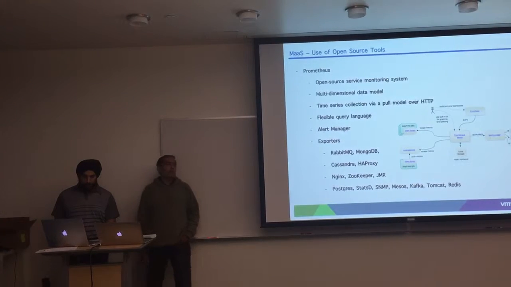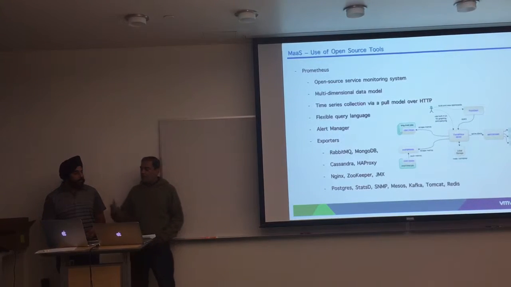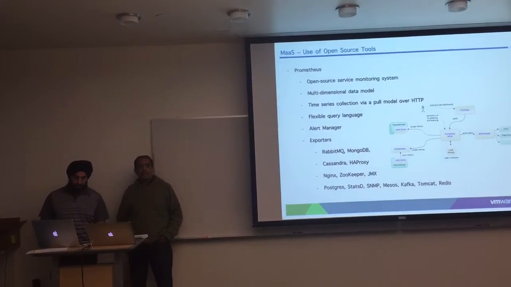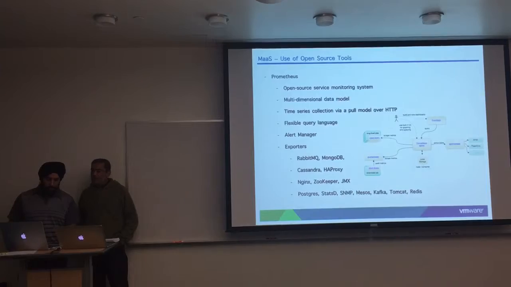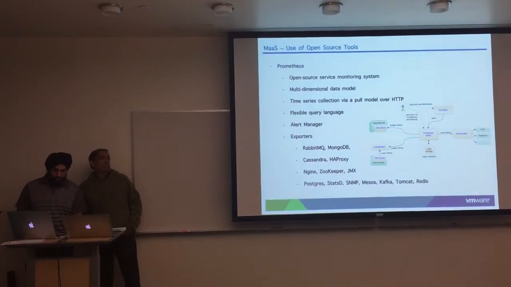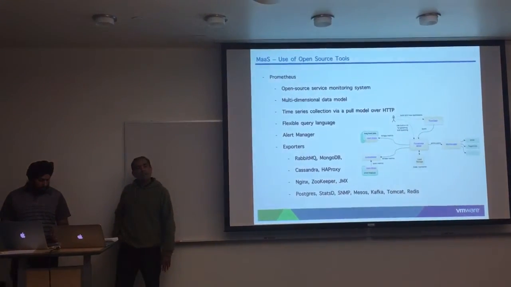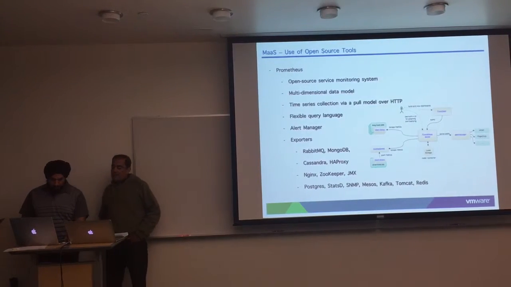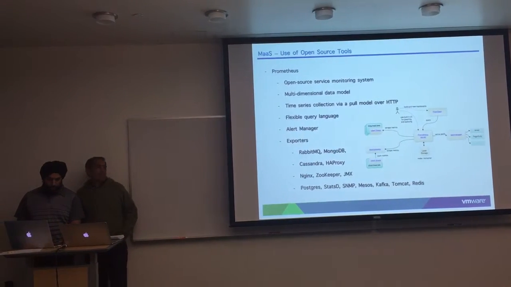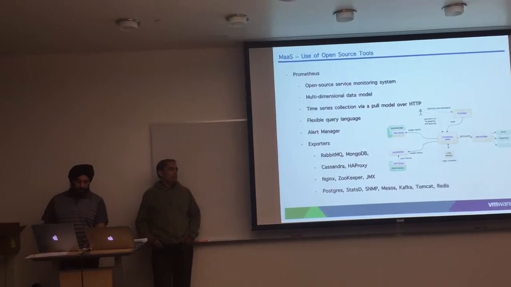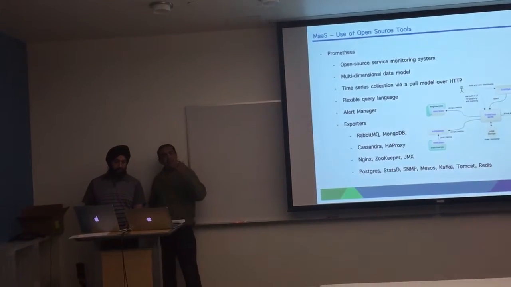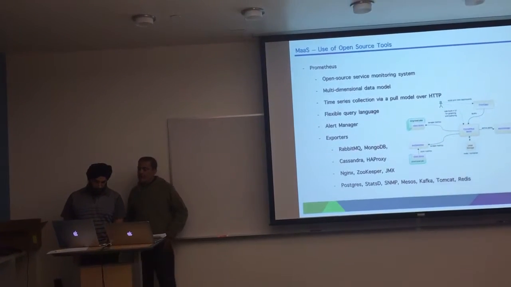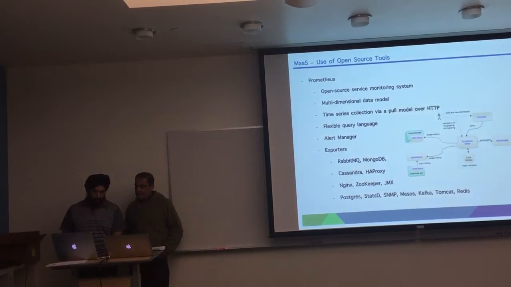Now we have used a lot of open source tools for this. One of the prominent ones is called Prometheus. Prometheus is a very fast growing open source service monitoring system. It was written in Go by a couple of Google developers at SoundCloud. What it offers is a multi-dimensional data model which helps you to slice and dice metrics based on endpoint, based on IP address, name, and things like that.